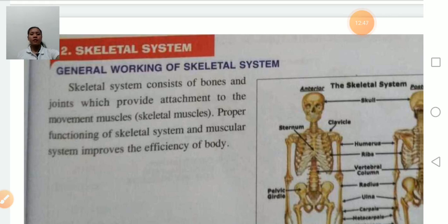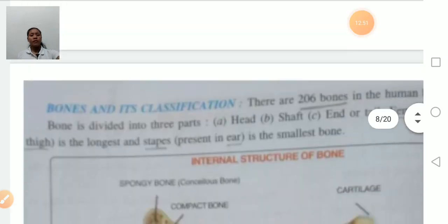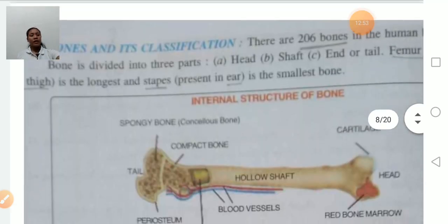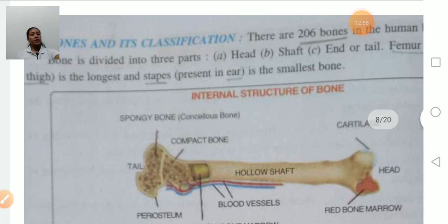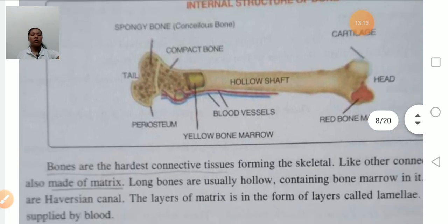Skeletal system. It consists of bones and joints. There are 206 bones in the human body. At the time of birth, we have approximately 270 bones, and they fuse and become 206 bones in adulthood. A bone is divided into three parts: head, shaft, and tailbone.